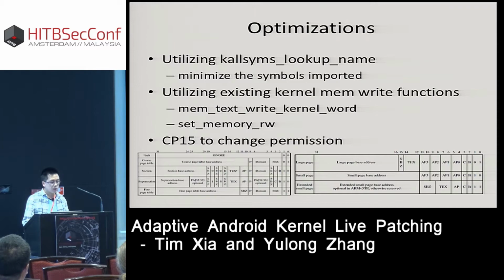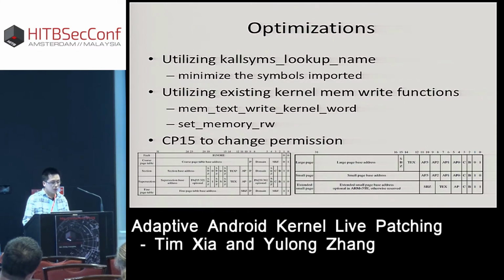Here's some optimization we have done. You can utilize kallsyms_lookup_name to look up the address of the symbol you are interested in. You don't have to write the code yourself directly, because that would make the kernel module import a lot of different CRCs. So with this symbol, you can save a lot of loading time.